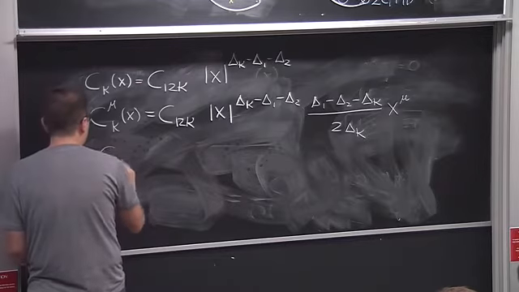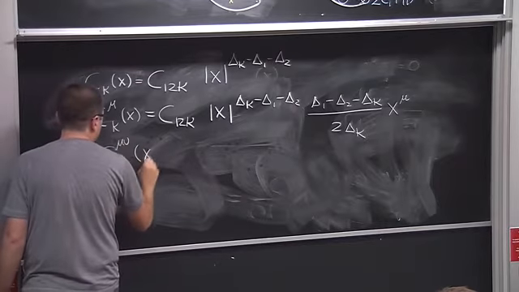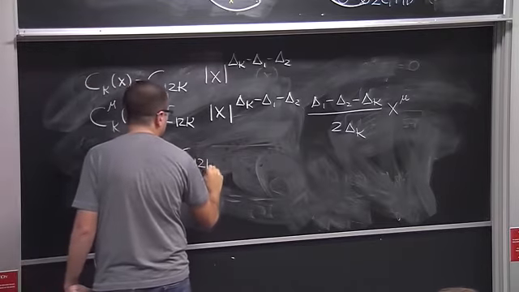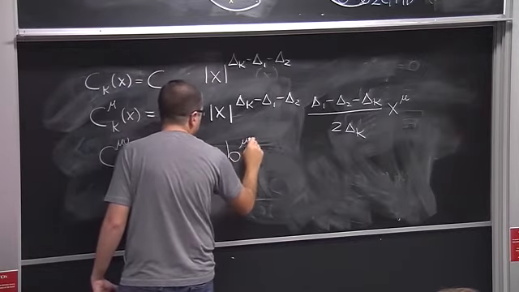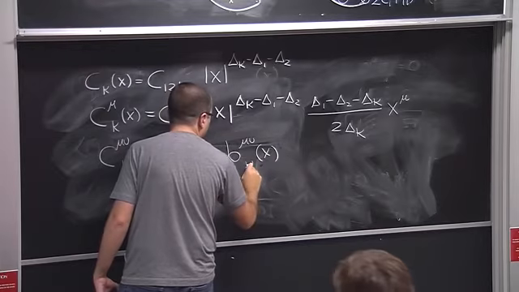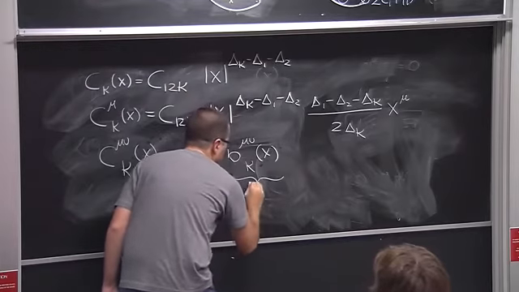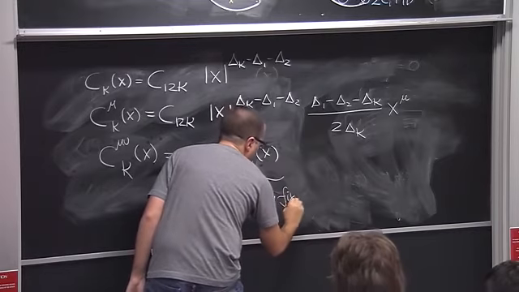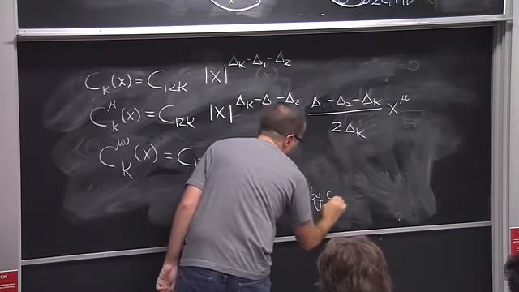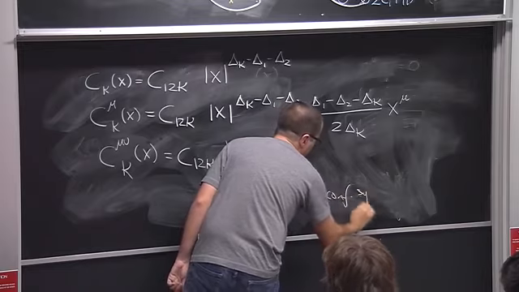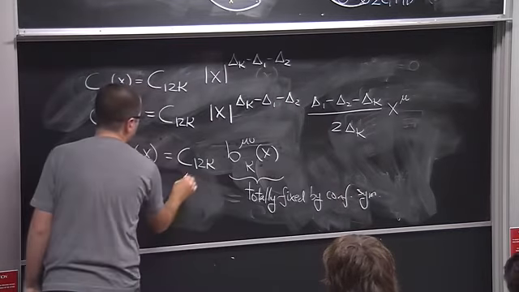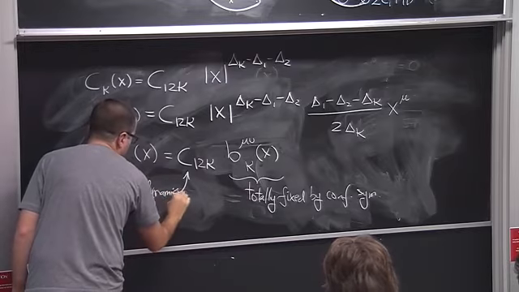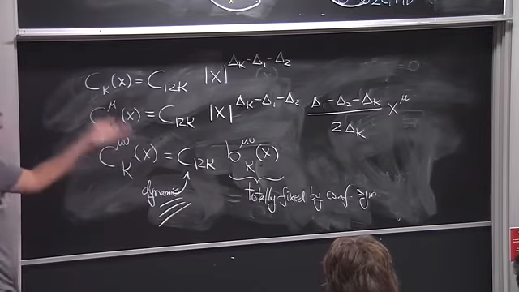And you could go on, and you would find that C mu nu of x k is equal to, again, C1 to k times some tensor, B mu nu of x k. But the point is that this tensor is totally fixed by conformal symmetry. This is where the dynamics sit. The rest is just kinematics.